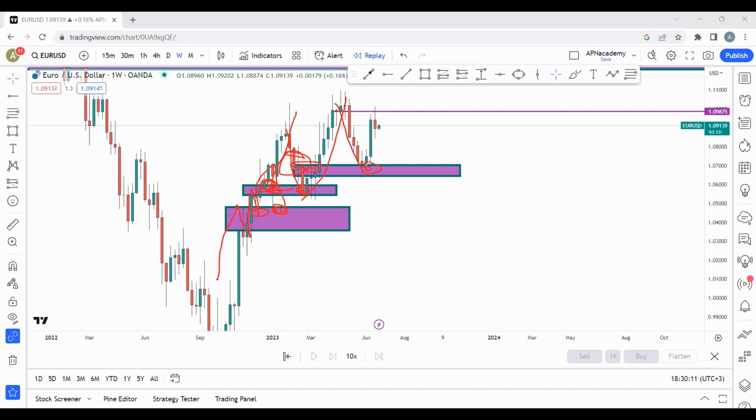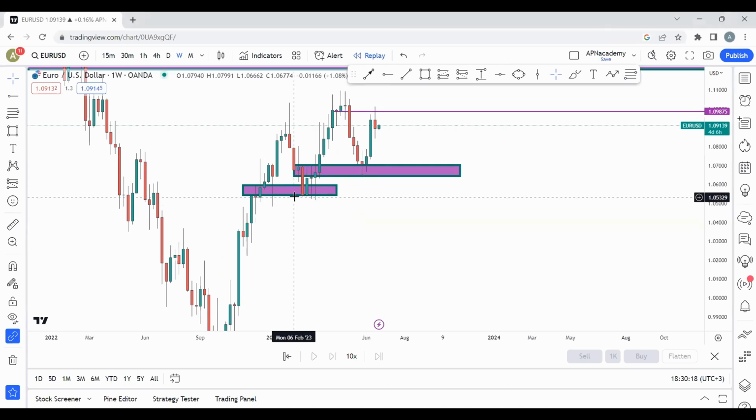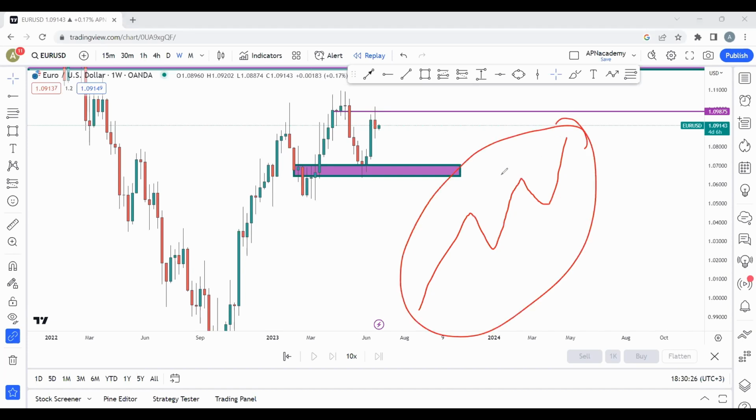I spoke about this structure here, right? So you can clearly see that in weekly, we're still in an uptrend. I'll just delete this to make the chart a bit clean. In weekly, we're still in an uptrend, right? Remember, when the market is making highs and lows, higher high, higher low, higher high, higher low, higher high, this is an uptrend. As long as still making higher highs and still making higher lows, right? We're still in an uptrend.